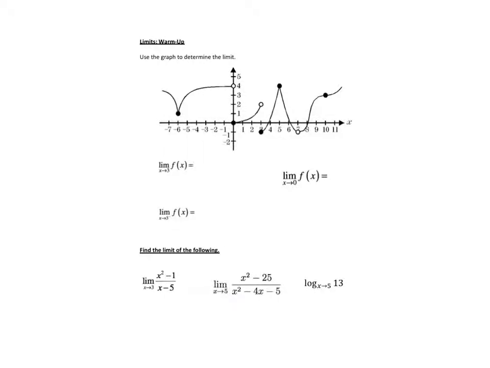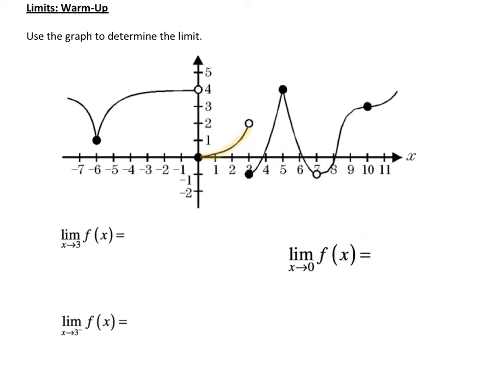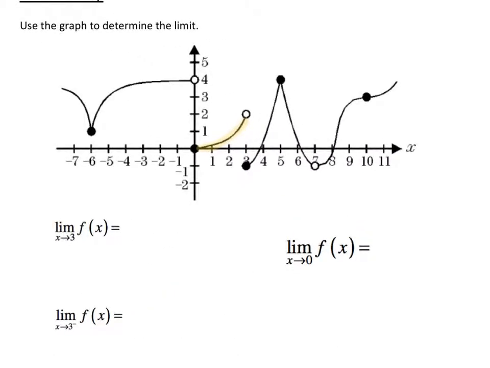So it says find the limit of 3. Of course, we want to look at 3 from the left and from the right of our graph. So if we look at the graph that we're given, let me use a highlighter here. When we get to 3 from the left, we get there. And when we get to 3 from the right of our graph, we get there. Those are 2 different points.